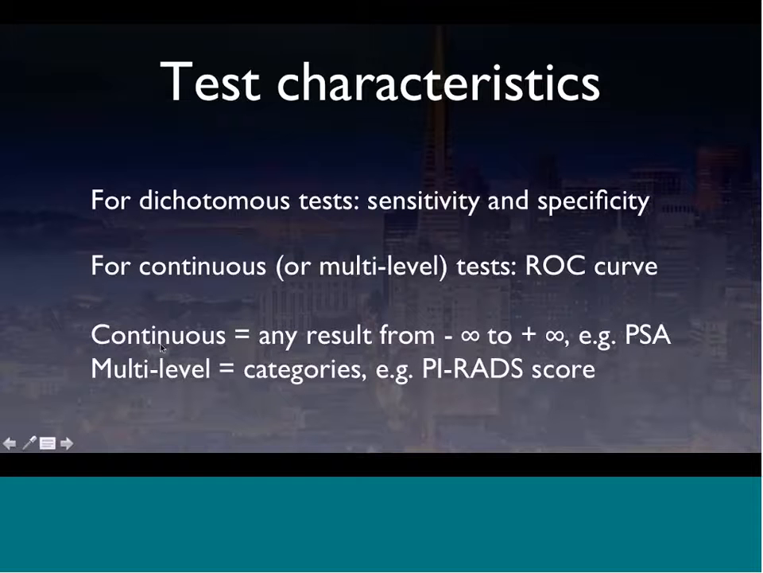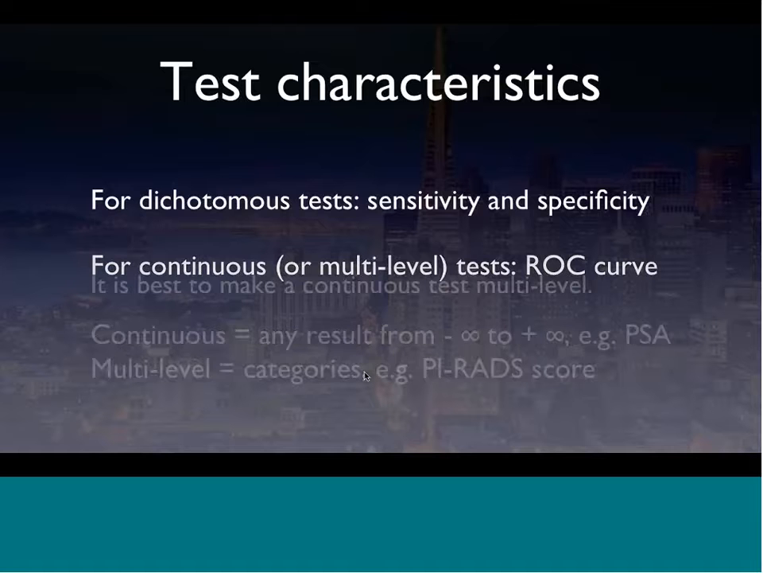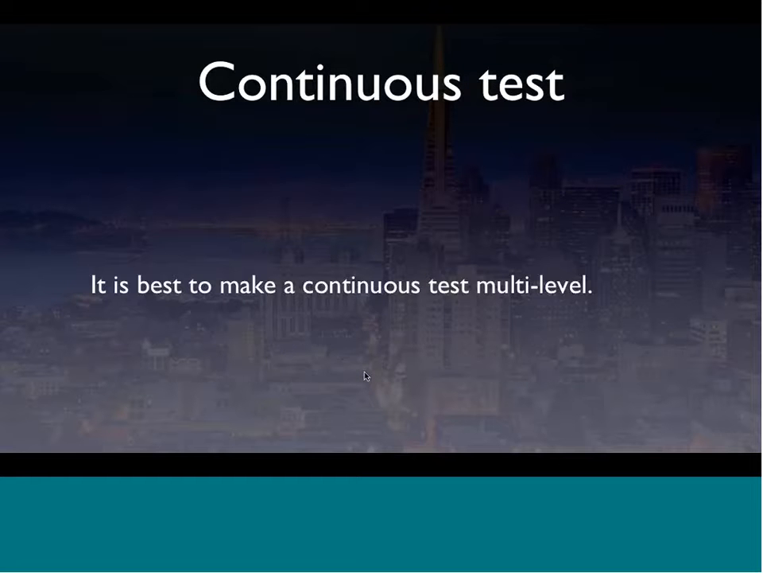Again, what is a continuous variable? It's a variable that can have a result that goes from negative infinity to positive infinity. So PSA: 3.1, 3.2, 3.11, 3.12, and so on. A multi-level test is one that has increasing categories. A very hot topic right now is the PI-RADS score. It goes from 1, 2, 3, 4, and 5. So that's a multi-level test. For these two types of tests, an ROC curve summarizes the test characteristics. Now, if you have a continuous test, it's often best to make it a multi-level test.